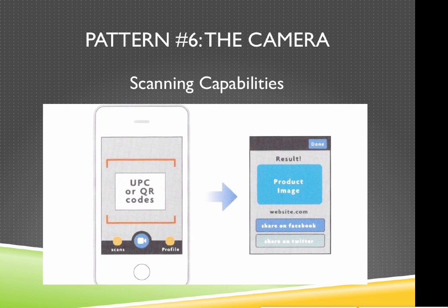So the camera, that kind of viewing area, can also be programmed to have scanning capabilities. So if you want to scan like a QR code, and of course you want to consider whether or not scanning capabilities fit within your app's purpose or your goals as the designer developer or your client's goals.